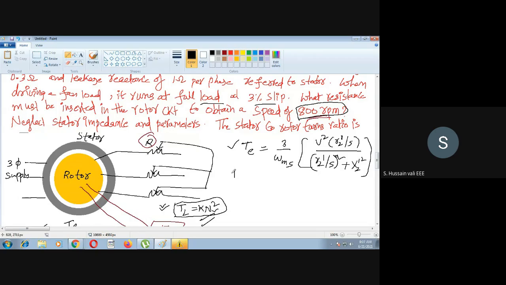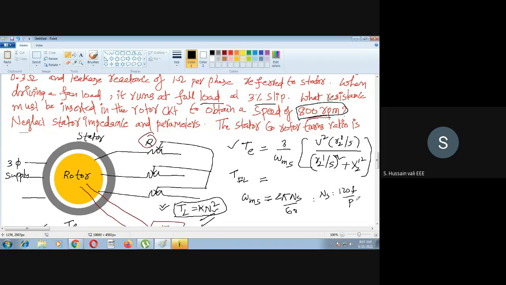So how do you find out the full load torque here? At full load, he has given some slip, 3% slip, so we'll substitute that here. Now, what are the unknowns here? I will write here omega ms, the synchronous speed. How do you find out the synchronous speed? I hope you know that omega ms is equal to 2 pi ns by 60. What is ns? Ns is equal to 120 f by p.